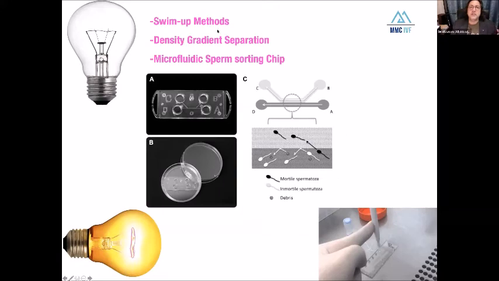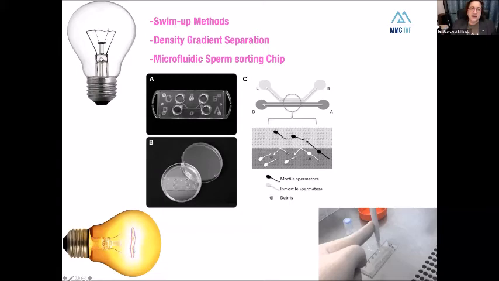Essentially, sperm processing traditionally has been by swim-up methods or density gradient separation methods, but in the 2020s, all the good labs are going over to microfluidic sperm sorting chips, which are slides where you just put in media, put in a drop of semen, like I told you, from the ejaculate, and you have, if you see in black, the motile spermatozoa find themselves across some nano channels, and the immotile spermatozoa do not make their way through these channels.